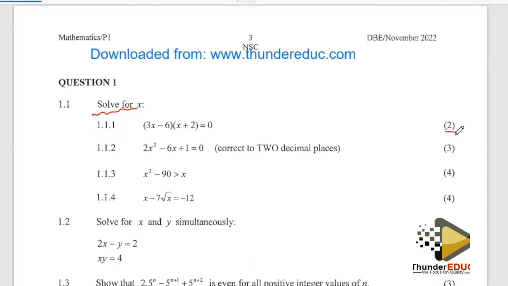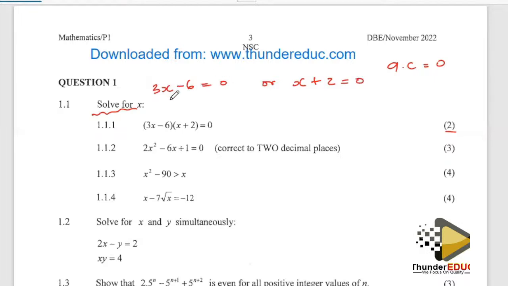Now, I know someone might be tempted to open the bracket, and that is going a long route. From our zero product rule, we know that if we have two numbers being multiplied to give us a 0, either one of them must be a 0. So since these are the factors that we're looking at, we can say that 3x minus 6 is equal to 0, or x plus 2 is equal to 0. And then we can solve right away.